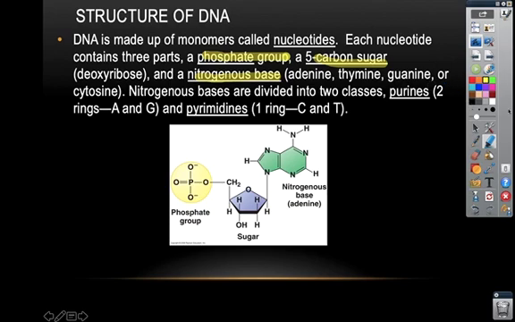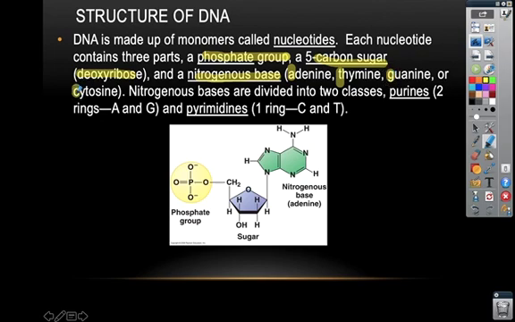Now, as we progress through this unit, it's going to become really important that you know the names of the 5-carbon sugars that make up DNA and RNA, and the nitrogenous bases that can be found in each molecule. So make sure that you know that for DNA, its 5-carbon sugar is deoxyribose, and each nucleotide can have 1 of 4 bases. It can either have adenine, thymine, guanine, or cytosine.